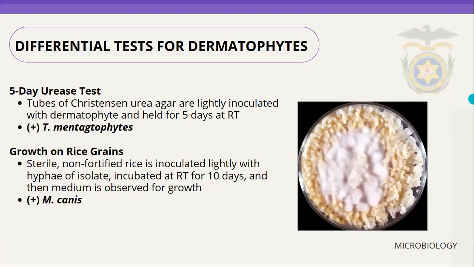So another test is we have growth on rice grains. So here, sterile non-fortified rice is inoculated lightly with hyphae of isolate, then incubated at room temperature for 10 days, and then medium is observed for growth. So this test is presumptive for the identification of Microsporum canis.